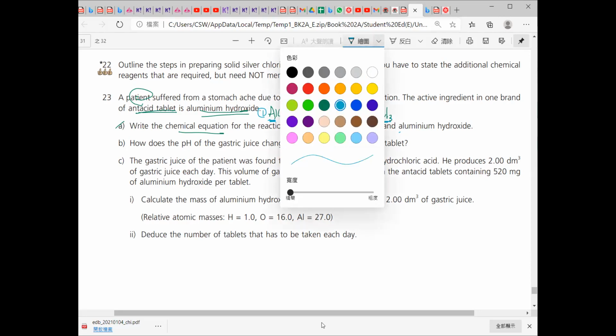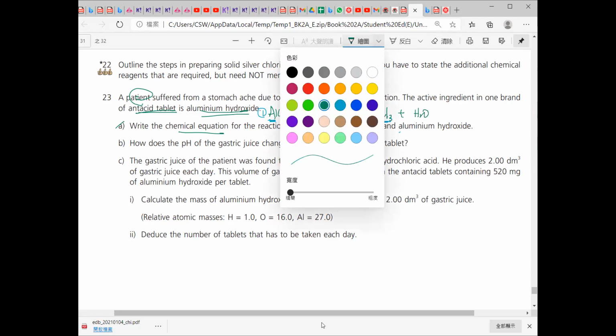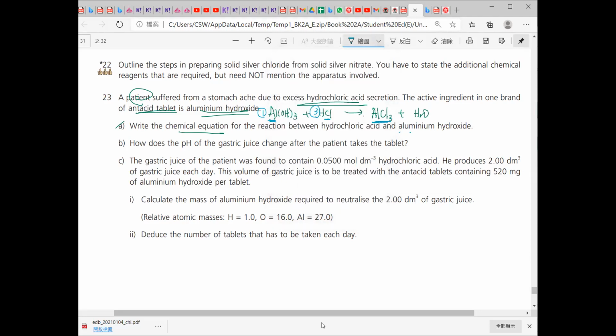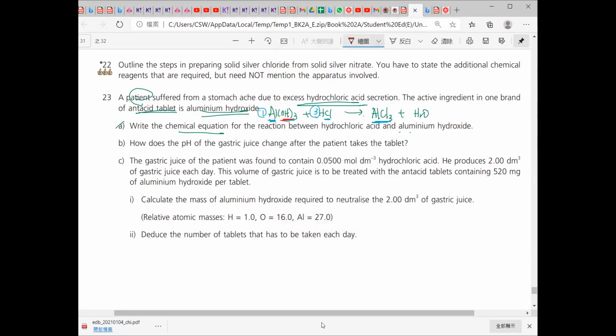So you are heading towards the completion of the equation. Leaving behind is water. How many for water? Now we've got 3 hydroxide here, and 3 hydrogen here. So of course, the water should be 3. It's solved. This is question 23. So this is the way to solve the questions.